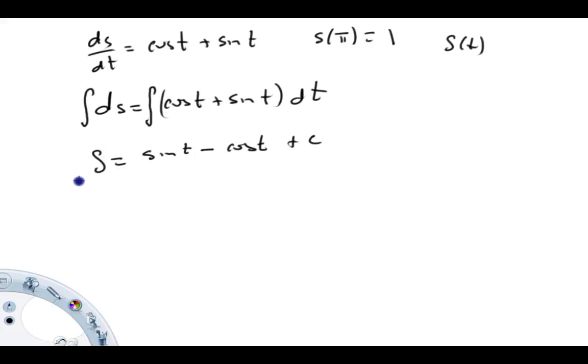So what we have here is a function s as a function of t. And what we have is really a family of functions, because I can at this point put any real number in the entire universe in for that value of c, and it will solve this equation. Now we're going to look for the specific c that goes with this criteria. So when t is equal to pi, s has got to be equal to 1. So I'm going to go ahead and put a 1 here, equals sine of pi minus cosine of pi plus c.